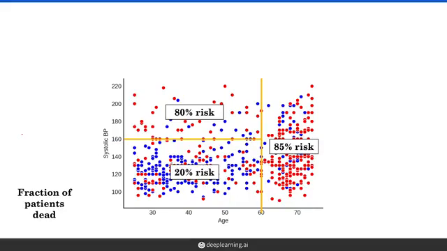Now in each of our three partitions, we can estimate risk. Our risk estimate is going to be the fraction of patients that are dead within each of the partitions. So for this partition, we have 80% of the points that are red, so our estimate for a new patient is going to be 80% risk. Here, where we have 20% of the points being red, we have an estimate of 20%, and here of 85%.